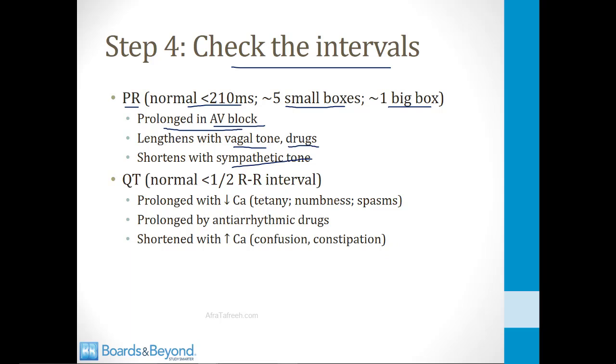After the PR interval, you want to look at the QT interval. A normal QT interval is less than half of the RR interval. That's the rule of thumb you can use for measuring this, and I talk about this in more detail in the video on ECG basics. The QT interval becomes prolonged with hypocalcemia. These patients will have tetany and numbness and spasms. The QT interval also becomes prolonged by antiarrhythmic drugs. And then the QT interval can be very short in patients with hypercalcemia. These patients usually have confusion and constipation. They can also be volume depleted.